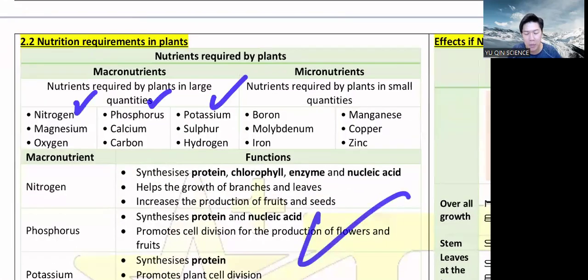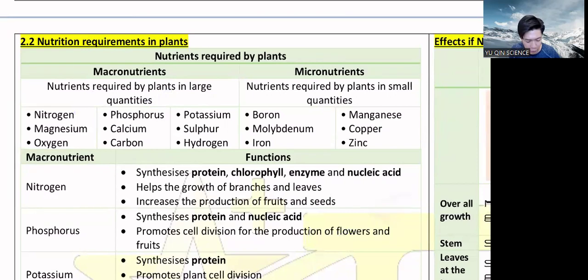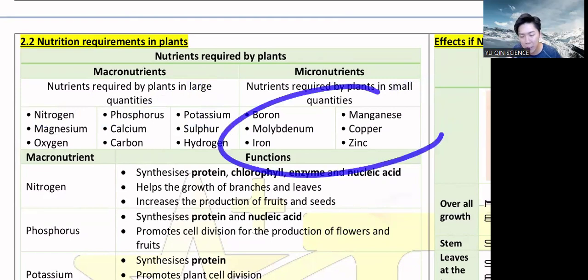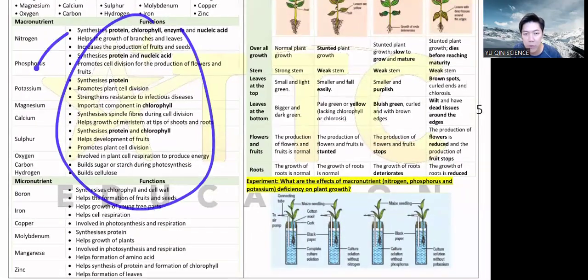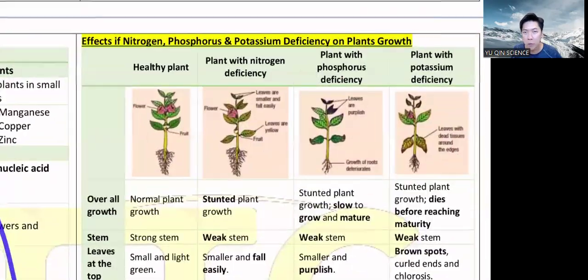For example, the main macronutrients are NPK: nitrogen, phosphorus, potassium. Because in chemistry potassium is K, so we say NPK. This is macro and this is micro. Micro means you need less. Macro means you need more. The functions you agak-agak lah. You help yourself. So what about this one?